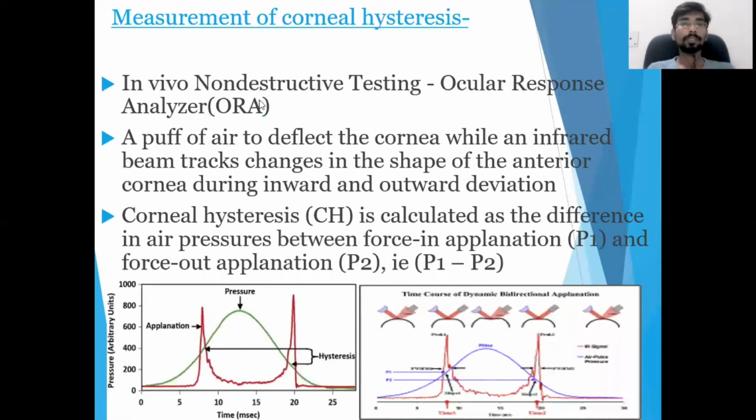Measurement of corneal hysteresis is by in vivo non-destructive testing. The ocular response analyzer uses a puff of air to deflect the cornea while an infrared beam tracks the changes in the shape of the cornea during inward and outward deviation. Corneal hysteresis is calculated as the difference in air pressure between the force-in application P1 and the force-out application P2. P1 minus P2 gives the corneal hysteresis.